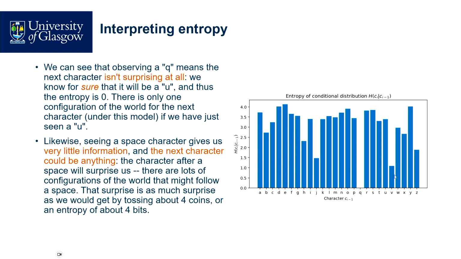Likewise, if we see a space character here, that gives us very little information, and the next character could be anything at all. The character after the space will surprise us. Although, I've changed the graph and now I've removed the spaces, so that's not the case. But let's say, another example, if you have a Y here, you have a very large entropy.